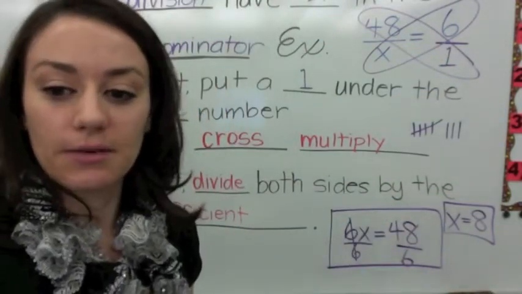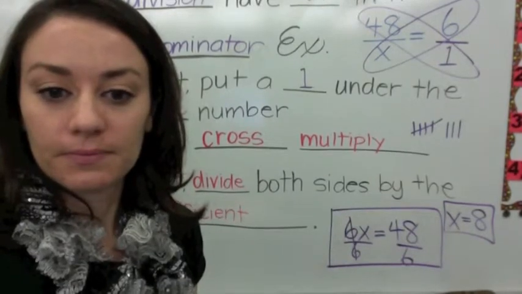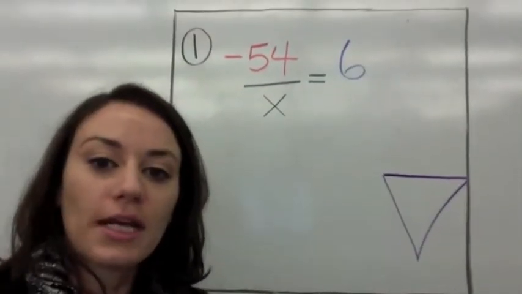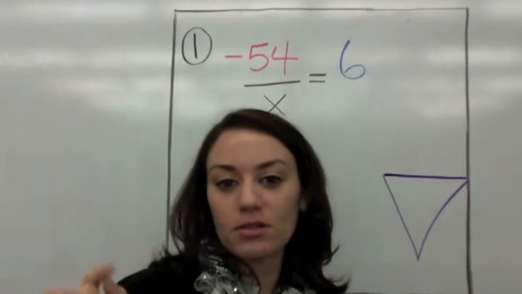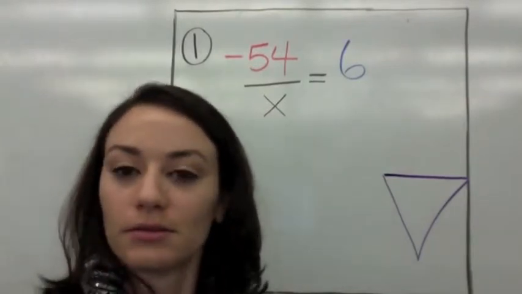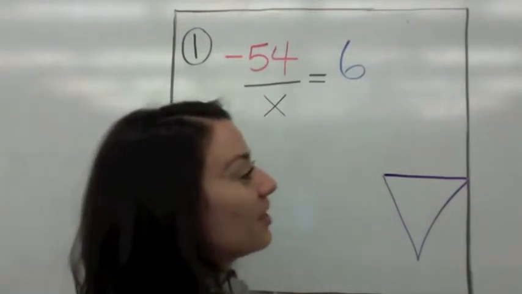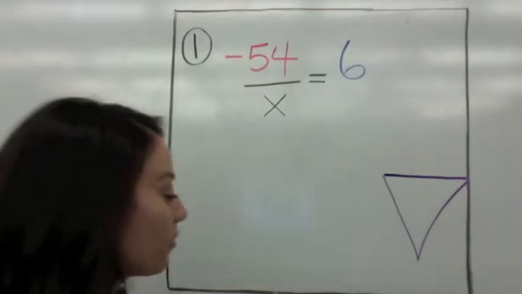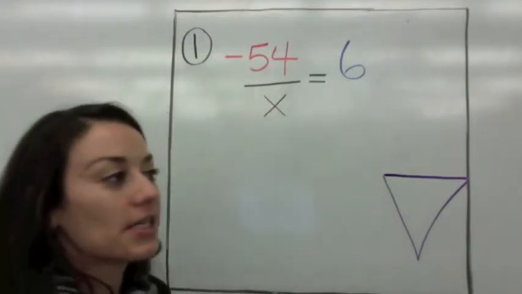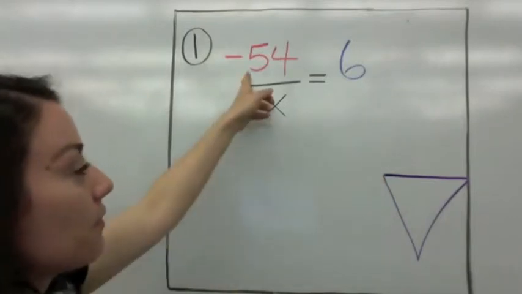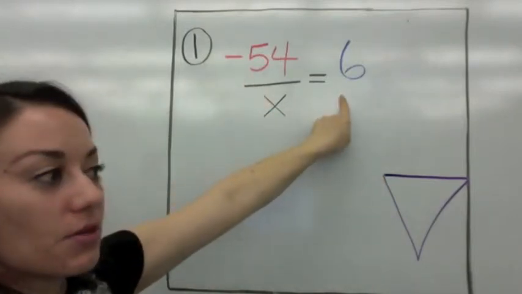So go ahead and get that down. Now let's solve some equations. Read it with me. It says negative 54 divided by x equals 6. It's asking negative 54 divided by what number gives you 6.